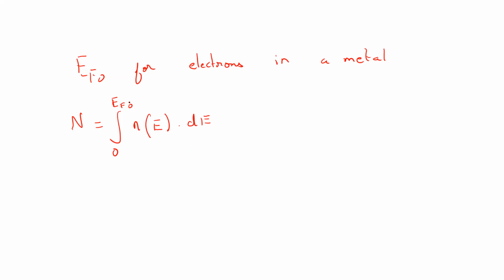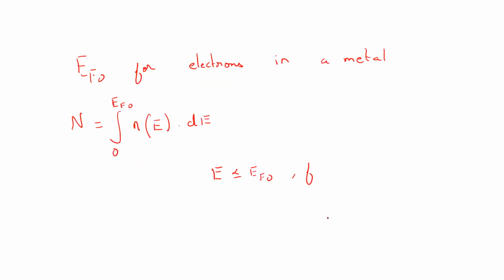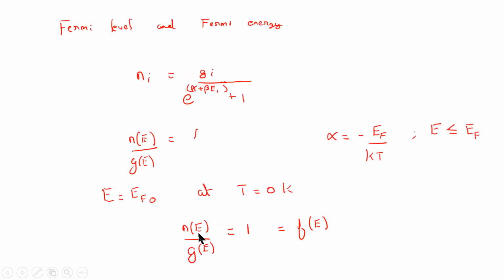So where the occupation index is 1, we know by this condition, where the energy E is less than or equal to EFO, the occupation index is 1. So let me call this out. This is called NE by GE. This is called the occupation index F of E. This occupation index is 1, and the temperature is 0 Kelvin at this point. So I might as well write, by this condition, NE is nothing but equal to GE.